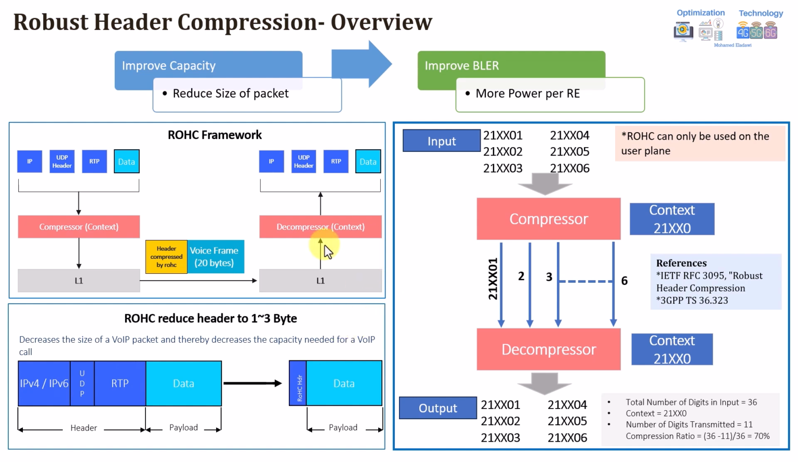So at the end, it will reduce to only 1 to 3 bytes, and this is how we get the gain. So now let's jump into how to verify first the capability of the device from the logs, what kind of requirements, which parameters we need to check from the logs, from the capability, and how also to confirm whether it's being triggered by the eNodeB or not.